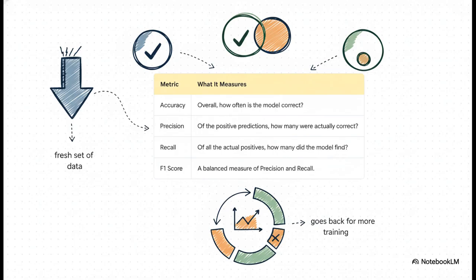Let's say it's an AI for medical diagnosis. Precision tells us, of all the times the AI said this person is sick, how many were actually sick? You want high precision to avoid false alarms. But recall asks, of all the people who were actually sick, how many did our AI correctly identify? You'd want really high recall there, because you'd rather have a false alarm than miss a real disease. And if the scores aren't good enough, well, it's back to the training phase.